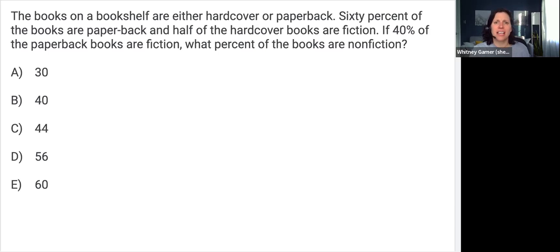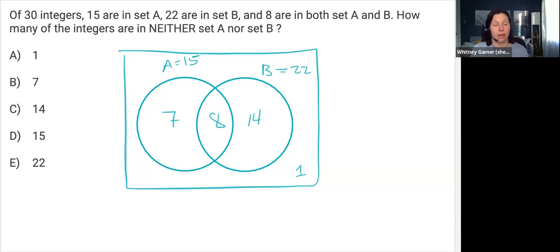So this is actually one of the issues with the way the GMAT writes questions. On our previous example, it was pretty clear. We had set A: you're either in set A or you're not. You're either in set B or you're not. So we have two categorizations here: set A, in or out, and then set B, in or out.